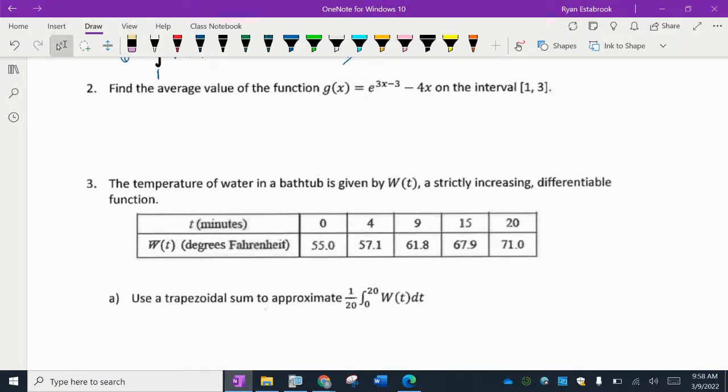Number 2, we're not going to use a calculator for this one. It says find the average value of the function on the interval from 1 to 3. So this one has no context to it. It is just straight up a function. Now if I was using my calculator, I wouldn't write down all this information. I just do g of x dx, save myself some time, make sure I didn't copy something wrong. But because we're not using the calculator, I am going to write everything in here.